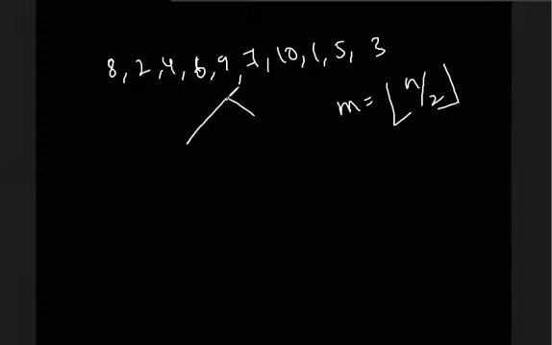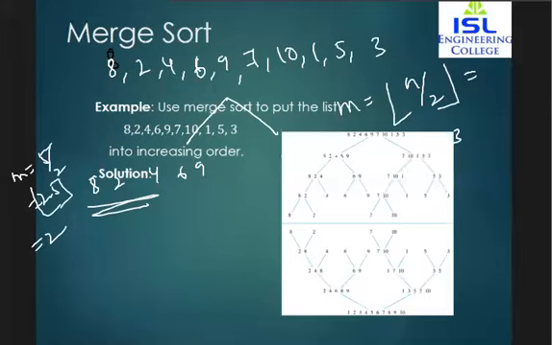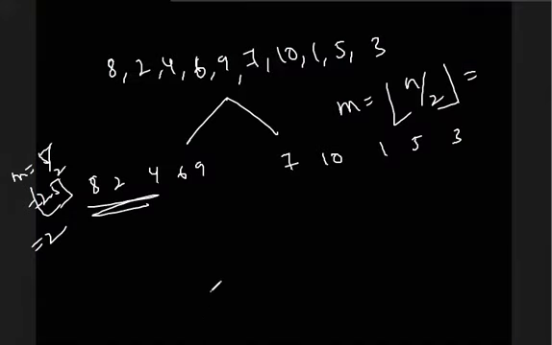So the list will be in this way: 8, 2, 4, 6, 9, 7, 10, 1, 5, 3. Now 5 by 2, 2.5, and the floor value. So now for this case, m will be equivalent to n by 2, total 5 elements, 5 by 2, 2.5. So if we have to take the floor value, we have to take the number as 2. So we have to split the list in such a way that we have 8, 2, 4 and then 6, 9.